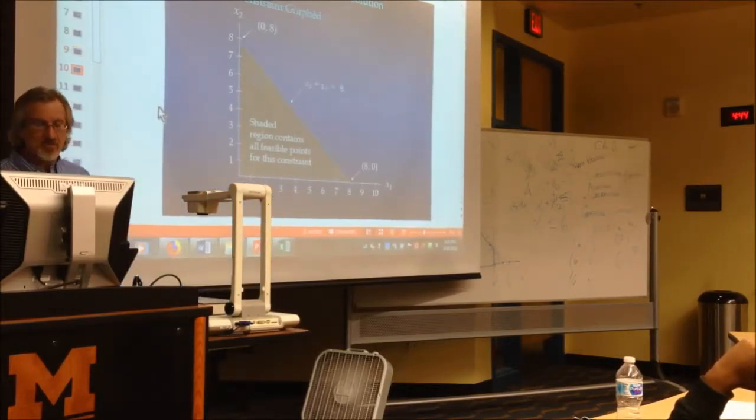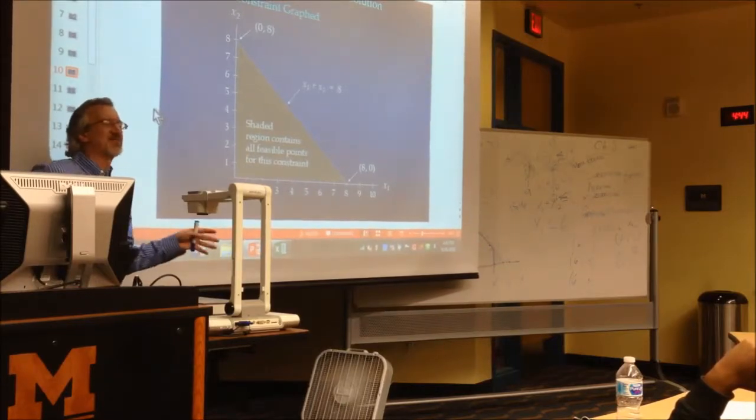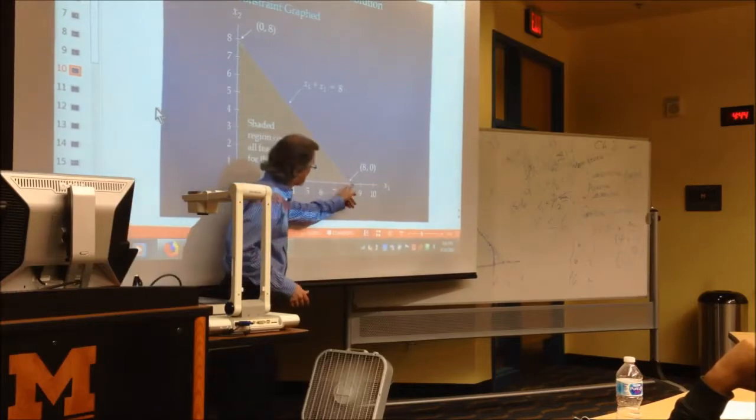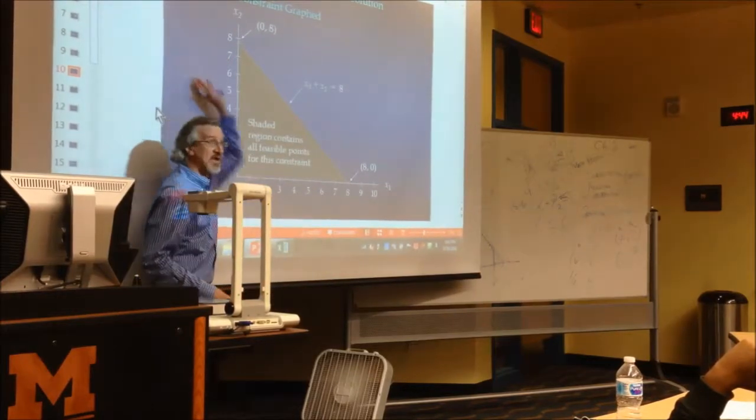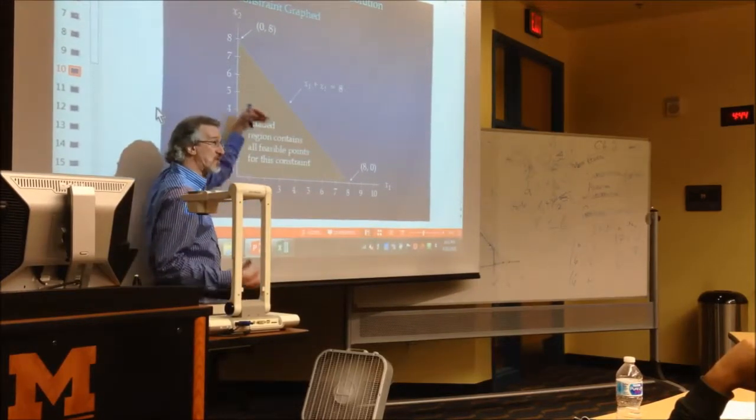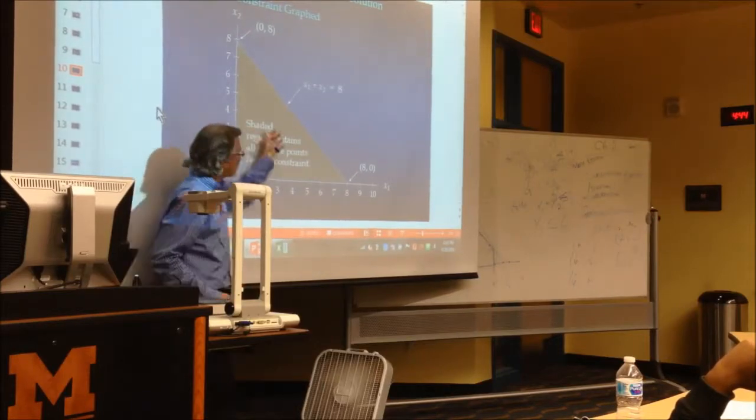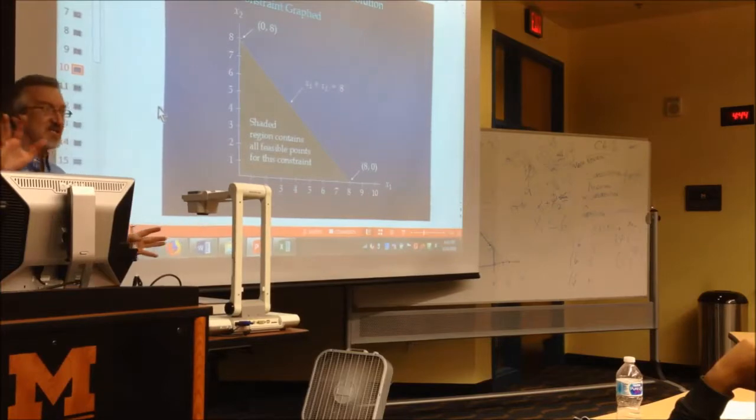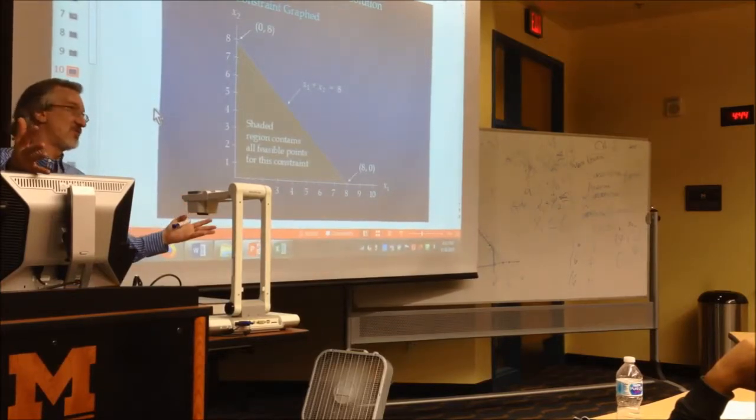Then we did the x1 plus x2 less than or equal to 8. We found that it crosses the axis at (8, 0) and (0, 8). Connected it with a line, figured out which way to shade, picking a point. Here's our shading.